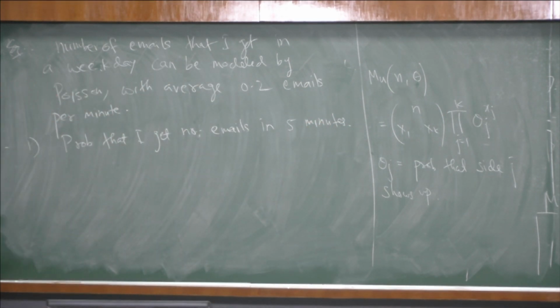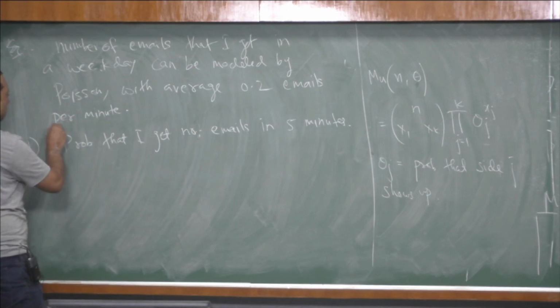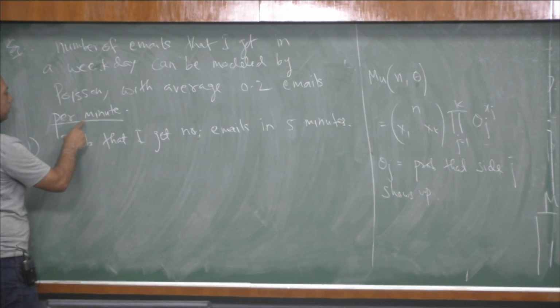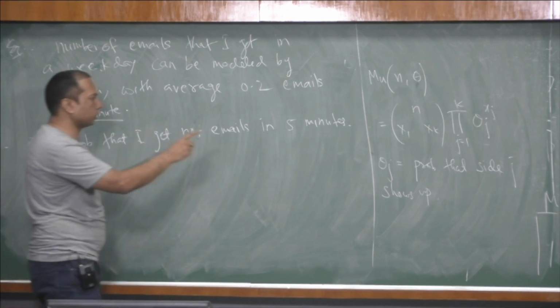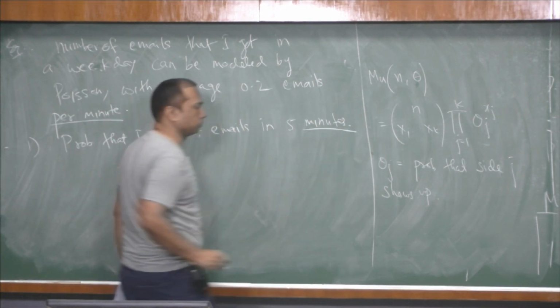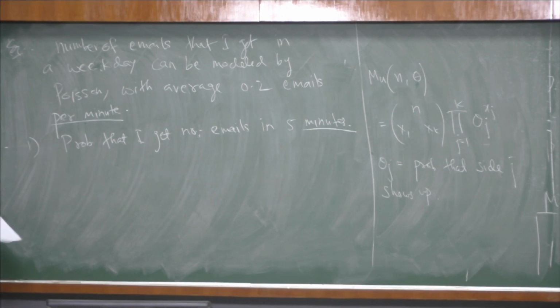Okay, this kind of problem can be solved via Poisson. The probability that I get no emails. So you are given an average per minute, so lambda will become that per minute average. The main thing when you are working with Poisson is to match the scale. Okay, this average is given per minute and the question is asking for minutes, then you are safe. But sometimes it may be different. If it is given in hours and you have minutes, then you have to do the scaling correctly.